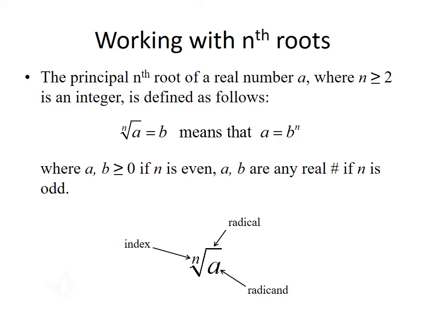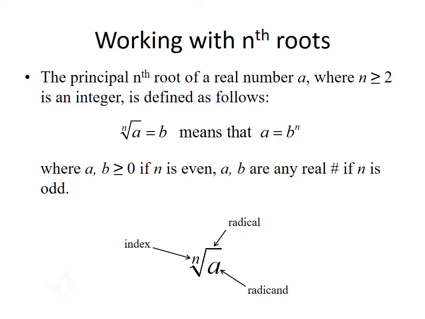The nth root of a is equal to b means that a equals b raised to the nth power. So if you can find a number b that, when raised to the nth power, is equal to the a value, b would be the nth root. In this definition, a and b are greater than or equal to 0 if n is an even number, and a and b can be any real number if n is odd.